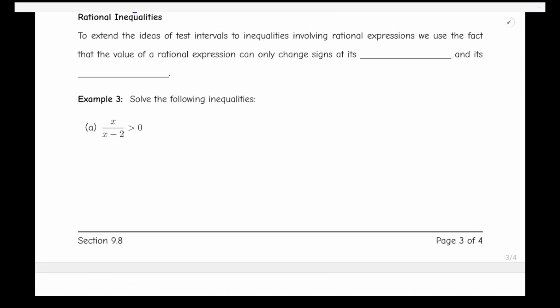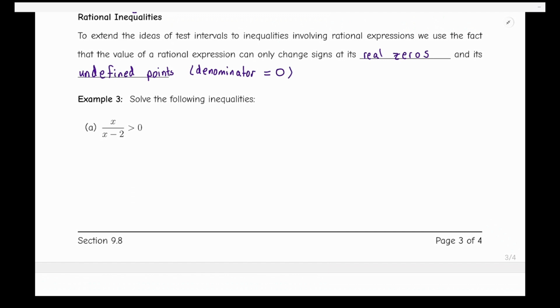To extend the ideas of test intervals to inequalities involving rational expressions, we use the fact that a rational expression can only change signs at its real roots, real zeros, again, so we're still going to have to find those, and its undefined points, though. A parabola is never undefined, so that's why we didn't have undefined points with a parabola. But with rational expressions, you can have undefined points, and those are when the denominator is equal to 0.